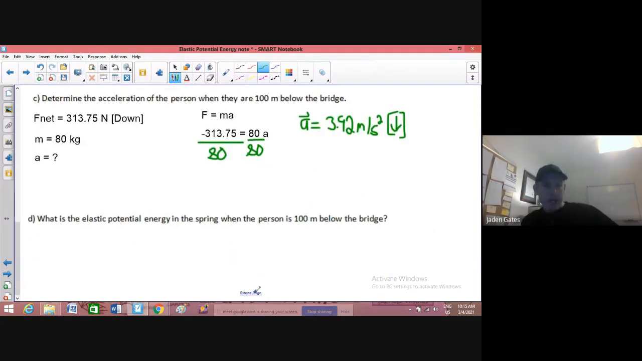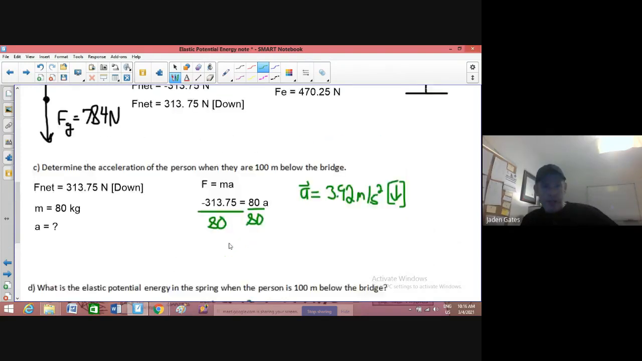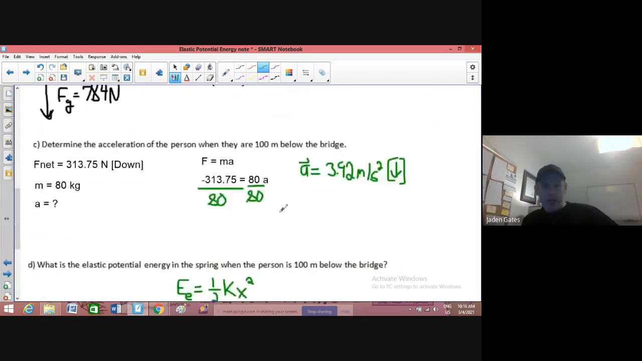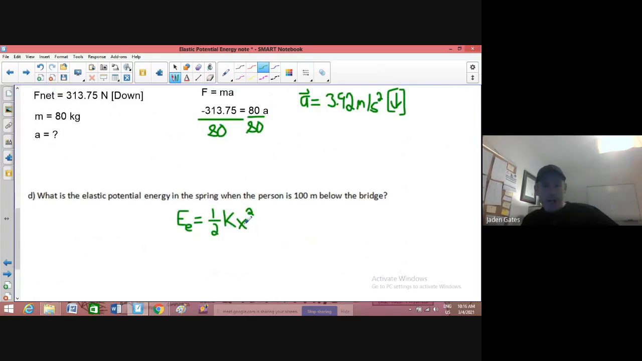All right, last one. What is the elastic potential energy in the spring when the person is 100 meters below the bridge? So what energy do they hold? Again, I have my formula for elastic potential energy that we're going to look at a little bit more, which is equal to 1/2 kx squared. And in fact, we already have all these values. We know our spring constant is 6.27. And at 100 meters below the bridge, our x is 75.